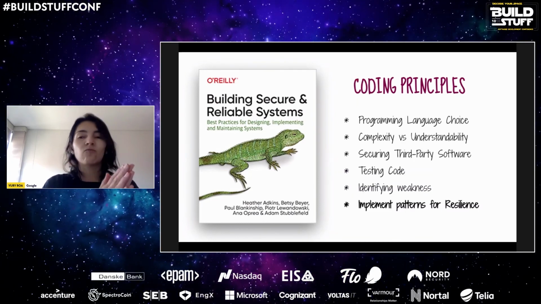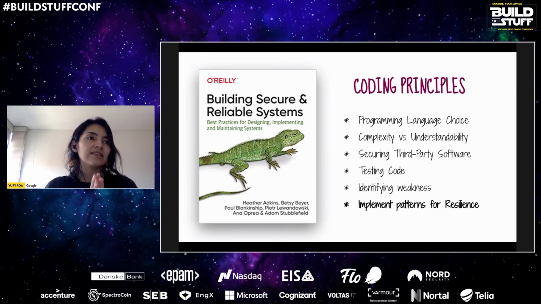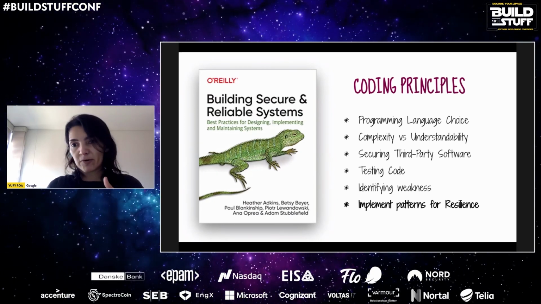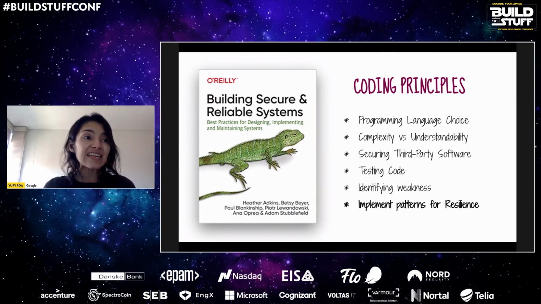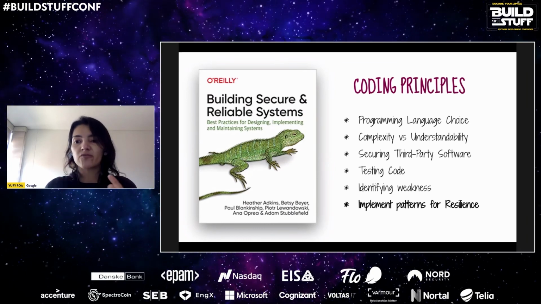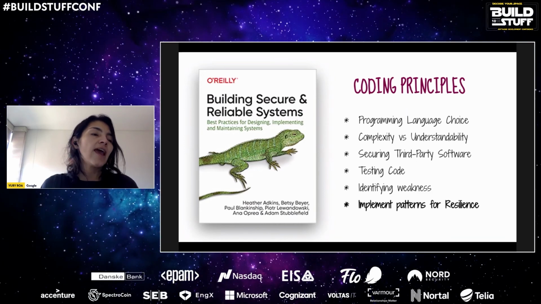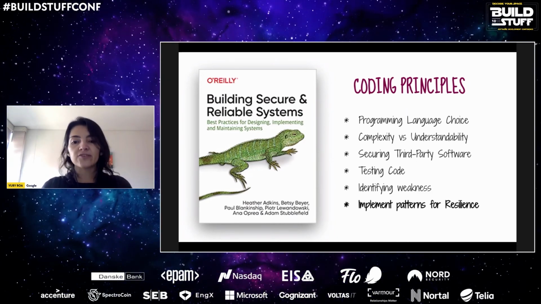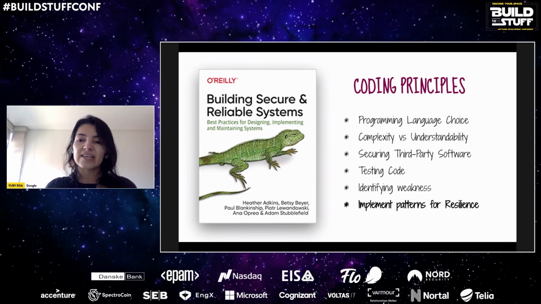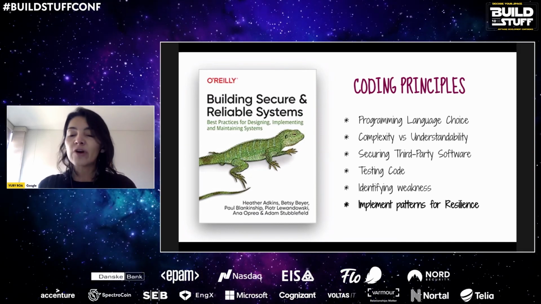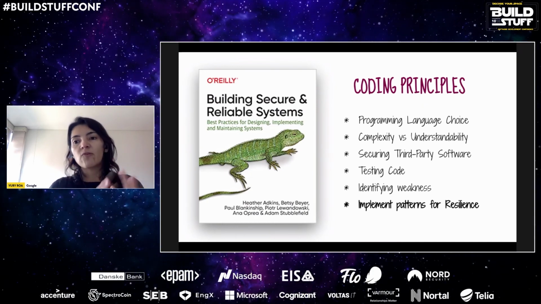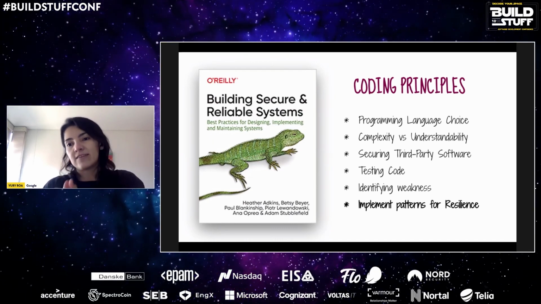In the same way, when you are developing software, this book also presents several principles that guide developers toward implementing more resilient code. I'm talking about choosing the proper programming language, knowing the difference between complexity and understandability, and securing third-party software. When you are using third-party software, it is important to secure it and avoid vulnerabilities present in these components. Then testing code, identifying weaknesses, and data validation. And finally, implementing patterns for resilience. That is really important when you are designing and implementing software, because resilience matters, as I mentioned, when you have to face a failure in production. So it's really important to consider these patterns and principles in the earlier stages and the implementation stages.